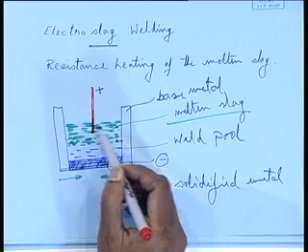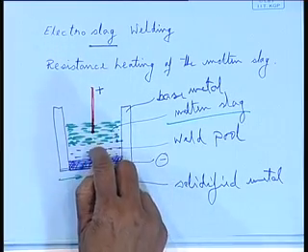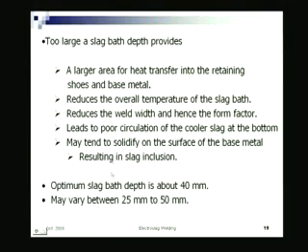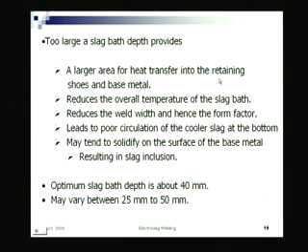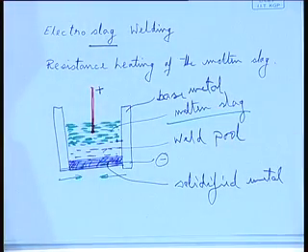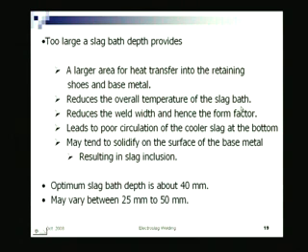A shallow bath will cause slag splitting and surface arcing. A shallow bath means it may initiate an arc, which may become visible. Too large a slag bath is again the opposite. If too much flux has been poured, a big slag bath will form. What will happen? A larger area for heat transfer into the retaining shoes and base metal. Too much heat is getting conducted both into the base metal as well as the shoe. This reduces the overall temperature of the slag bath, because the heat content is the same but the volume is more, so the overall temperature may become less.